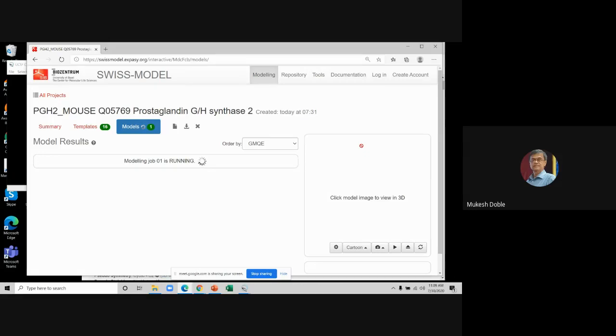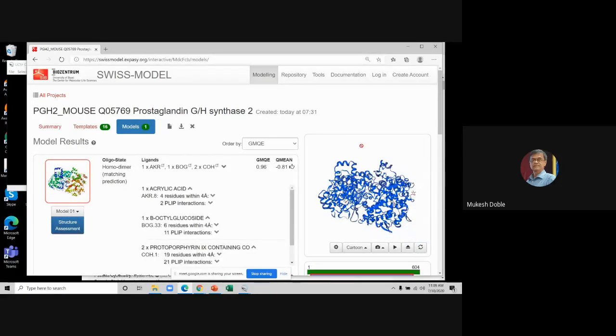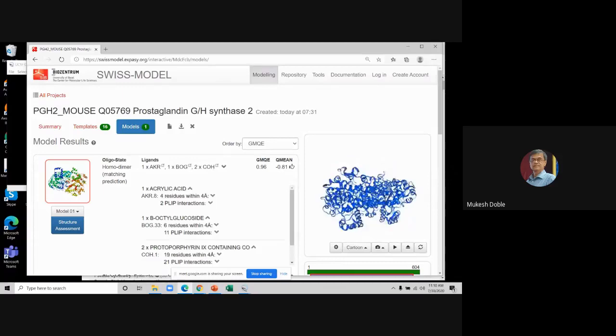It's doing that. So you can also have 2, 3 templates together and then try to build your protein. That's also allowed. Or you can take just one protein and try to build your protein. Okay, it's done that. It's doing fast today. Okay, so it has done that, as you can see here.